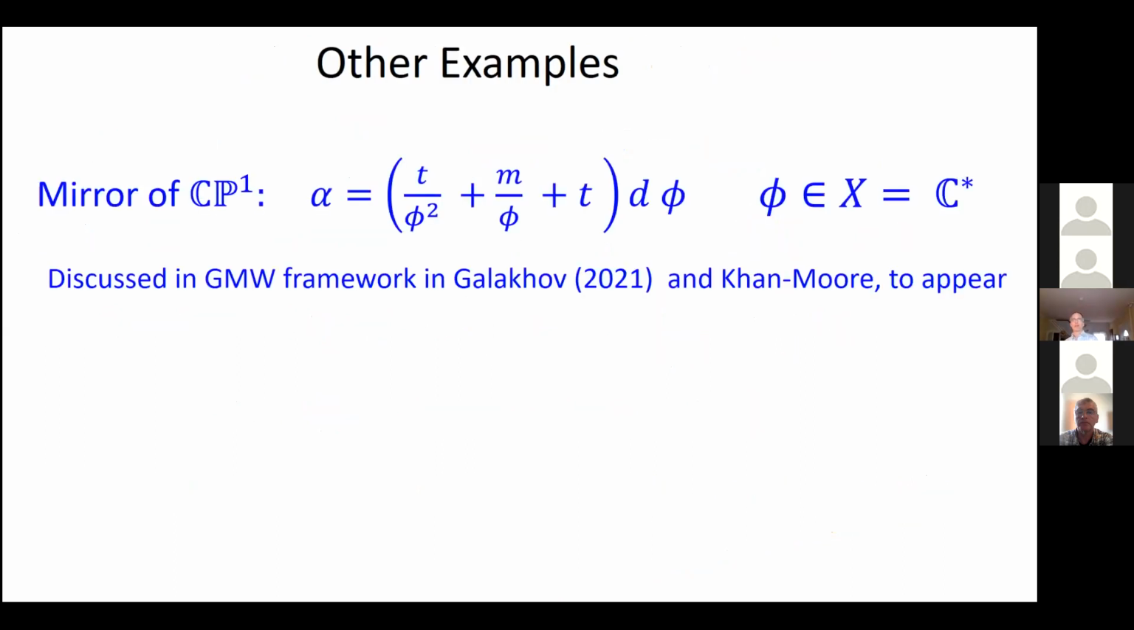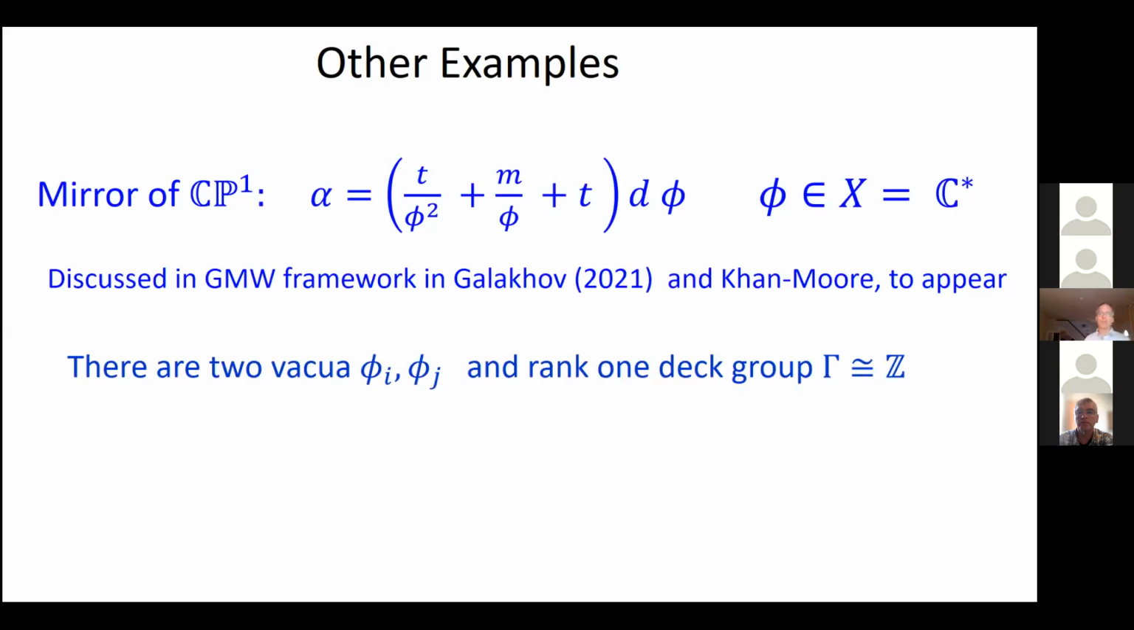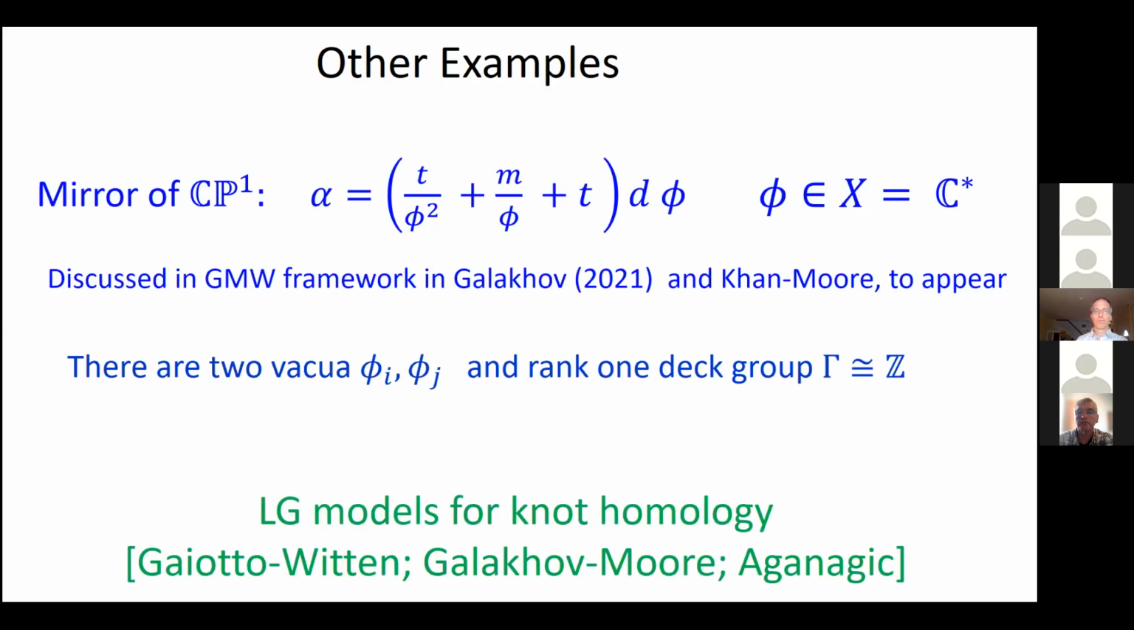So other examples of interest. Well, one very interesting example is the mirror of the CP1 model. So again, X is C star, but now alpha is a little more elaborate. And this has been discussed in the kind of framework I'm talking about here in this talk and in some papers by Dima Galakhov, who's at IPMU and is now looking for a job. And in my upcoming paper with Ahsan Khan. Now notice that there are two zeros of alpha because it's quadratic in phi. So there are two vacua, phi i and phi j, and a rank one deck group. And there are lots of Landau-Ginzburg models that are used to give ways of formulating knot homology that have appeared in a number of physics papers.